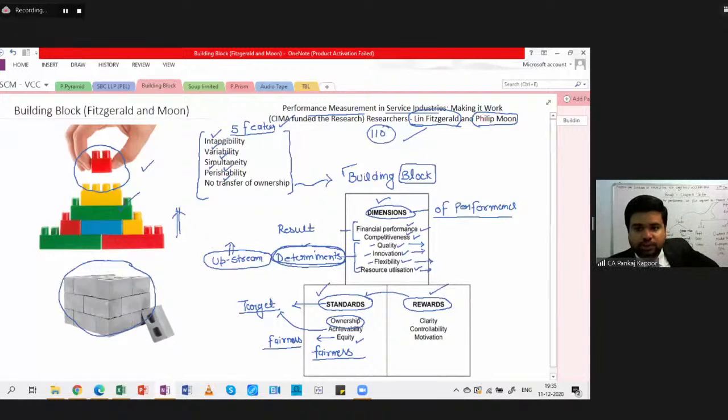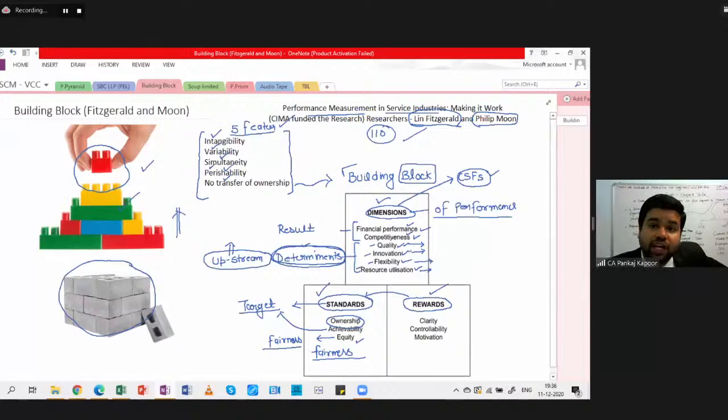That is the dimension. Dimensions are nothing but critical success factors which every business must attain. Only then will it attain the corporate objective. These are the true features of the performances. What are the critical success factors? Quality is a critical success factor. If you give good quality, only then you will succeed. Otherwise, you will not. If you innovate continuously, only then you will stay in the market. Otherwise, you will be thrown out.